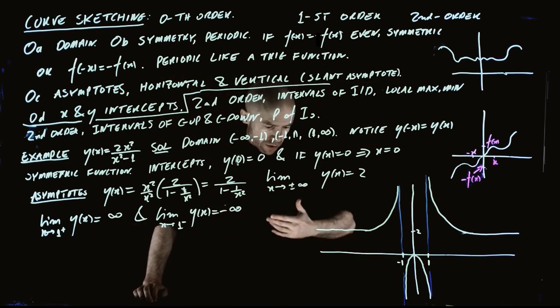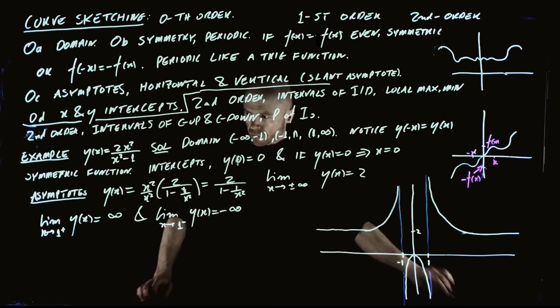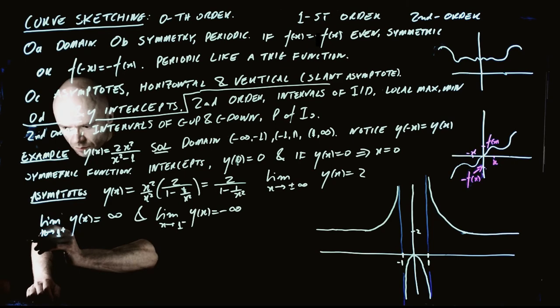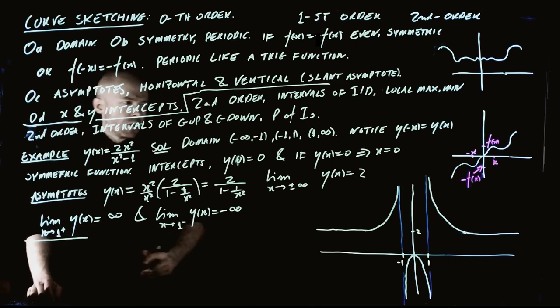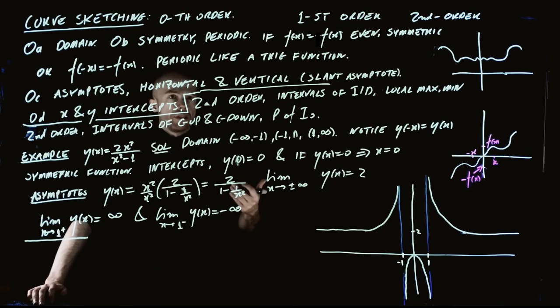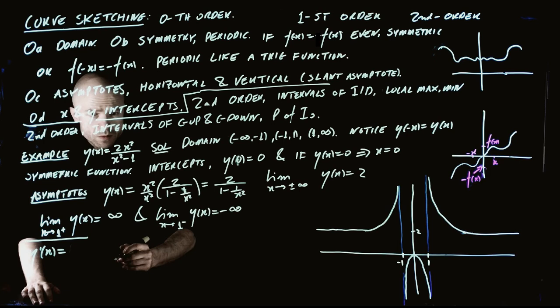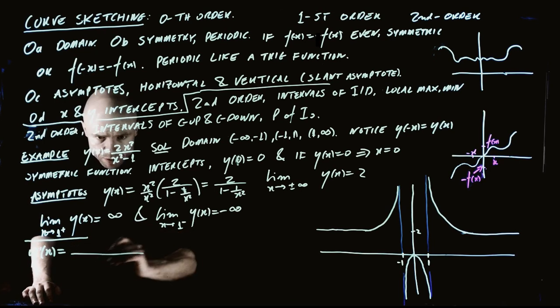Cool. So that's zeroth order information. Now, that's as much as we can get without taking the derivative. So we're going to take the derivative, see what we get. So y prime of x is equal to, let's put everything over the bottom guy squared, x squared minus 1 squared.